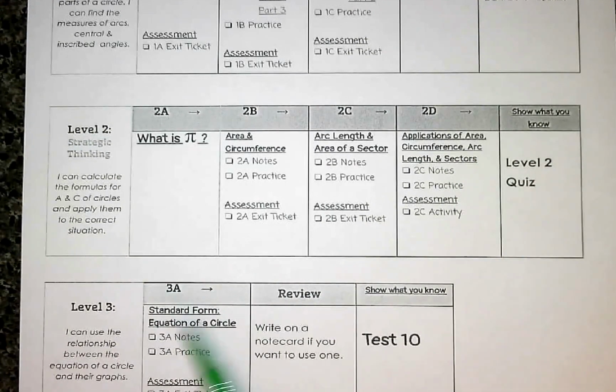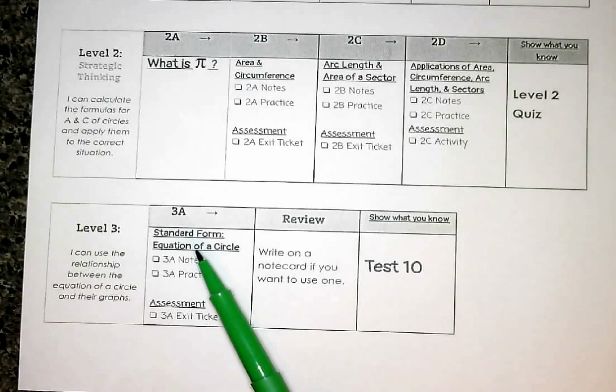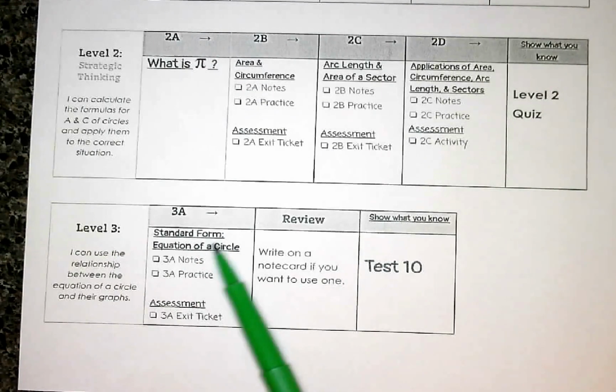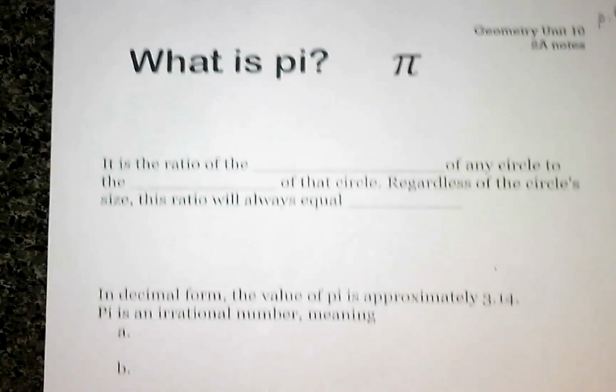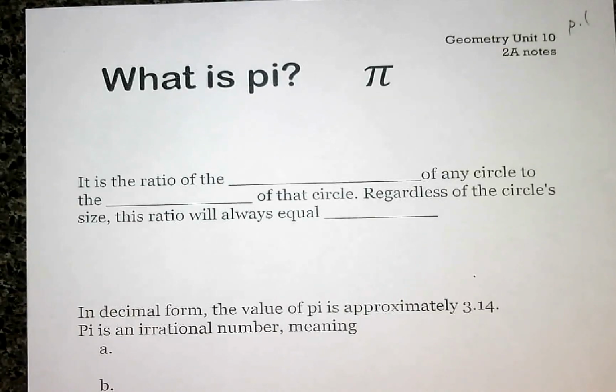Also included in this booklet, I've included Level 3, which is basically how to deal with the equation of a circle and how that looks as a graph. So let's get started into 2a. 2a has the main question, what is pi?